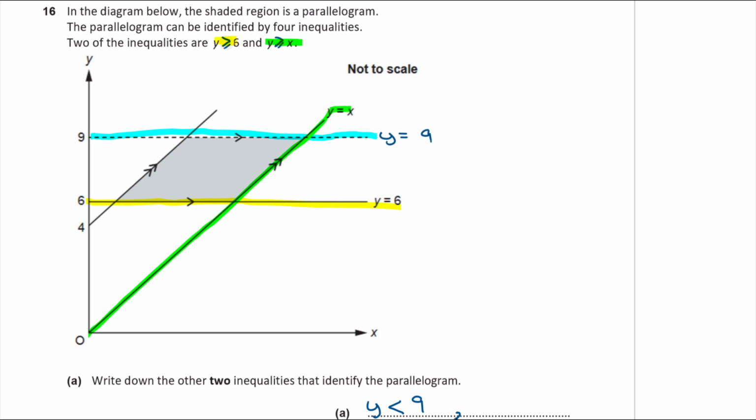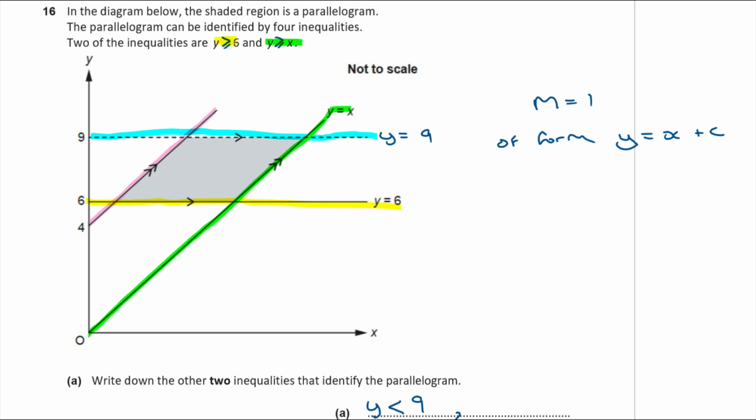Now we just need to know the other line over here. Okay, so we know the gradient of this line. We know the gradient because it's the same as y is equal to x. So the gradient is 1. So m is going to be equal to 1 because it's the same as the gradient of the green line, which is y is equal to 1x. So we know it's of form y equals x plus c, where c is the intercept.